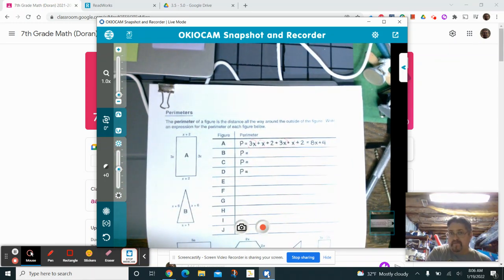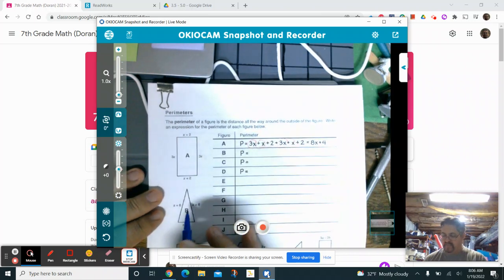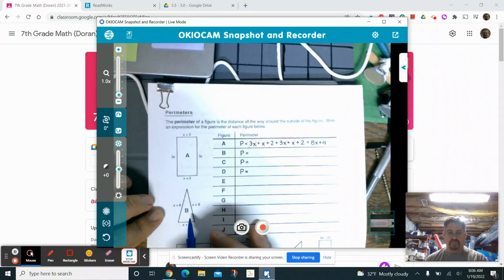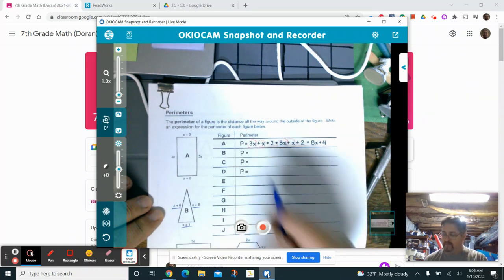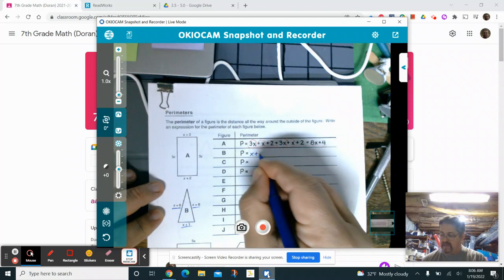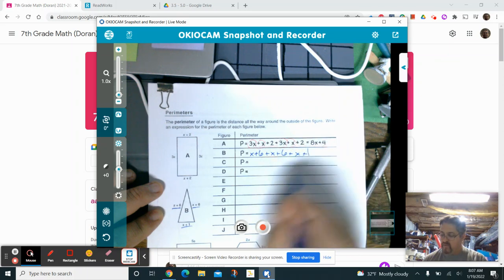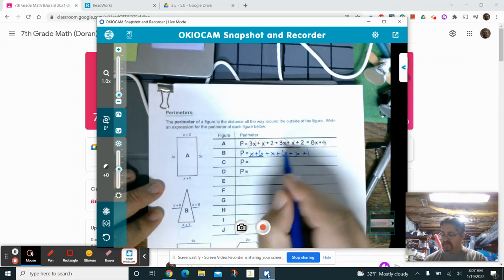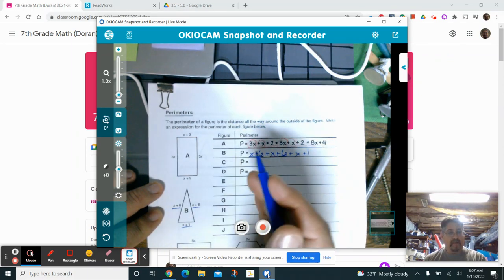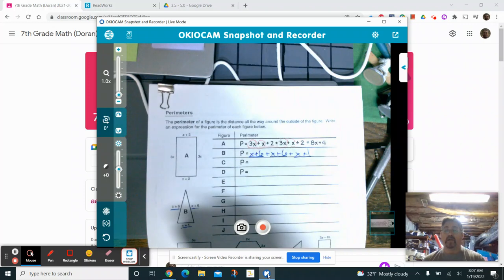Let me swap out for a different color that might have a little more ink to it. Now it wants us to look at B. B is right here. I got a triangle. I got x plus 6, x plus 6, x plus 1. My perimeter is x plus 6 plus x plus 6 plus x plus 1, because x plus 6 is one side, plus x plus 6 is another side, plus x plus 1, that's our base. Now we combine our like terms.